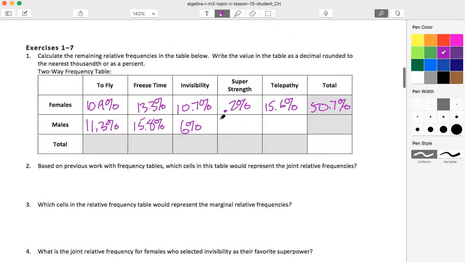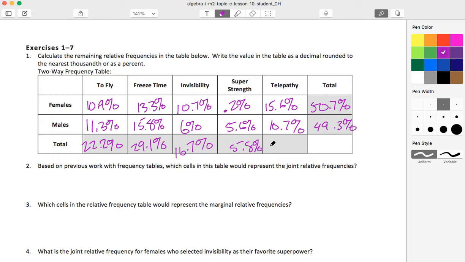So you should have it already written on your paper so that this is a little easier for you to do. You can just write the percentages right in there. Okay, total, there's 22.2% of people that want to fly. There's 29.1% of people that want to freeze time. There's 16.7% of people that want to be invisible. 5.8% that want to have super strength. And 26.2% that want telepathy. And of course, there's 100% total. So now I'm going to move on to some writing.